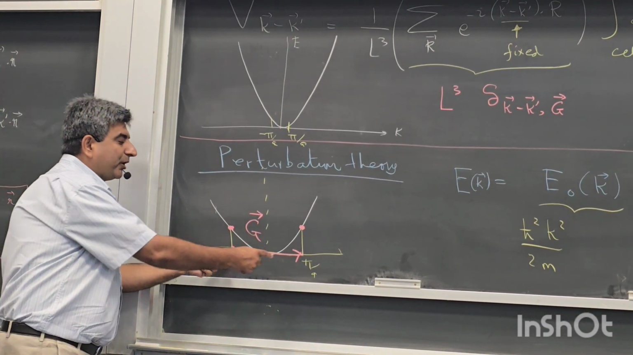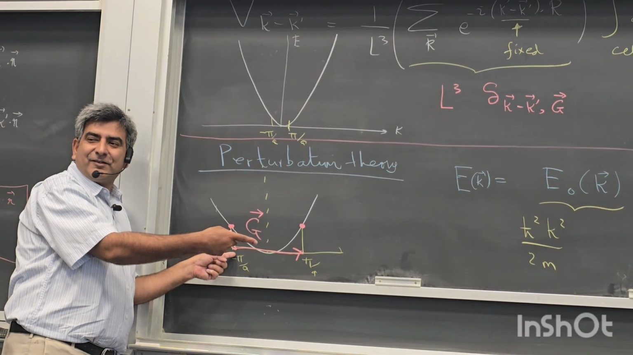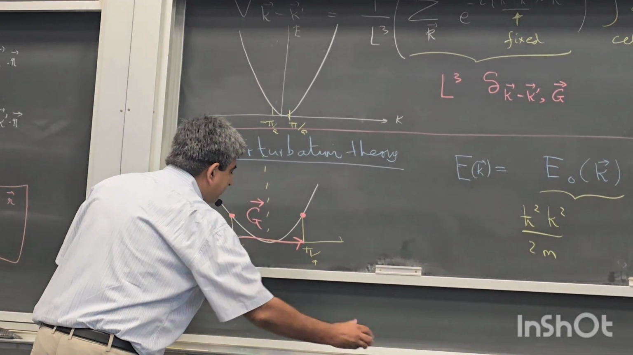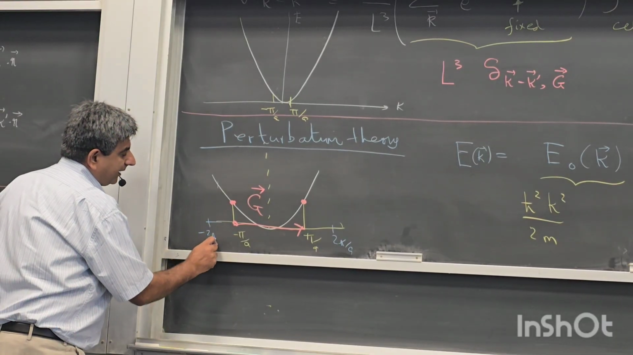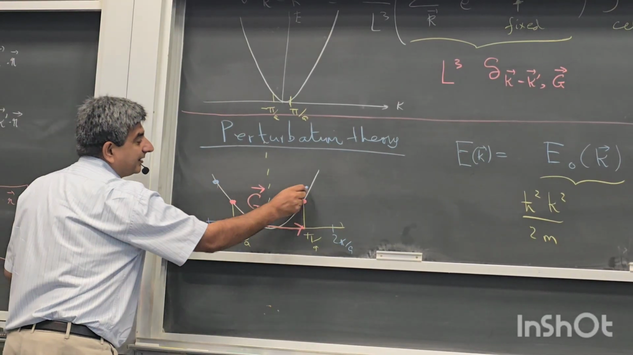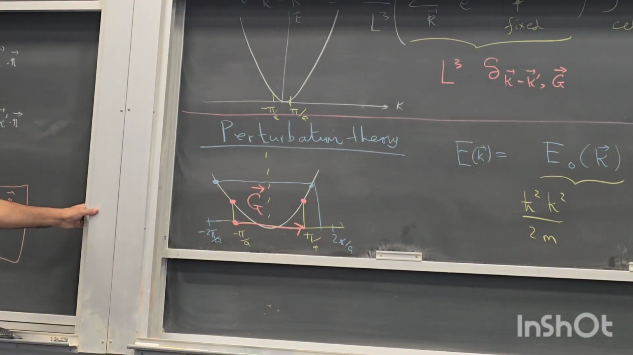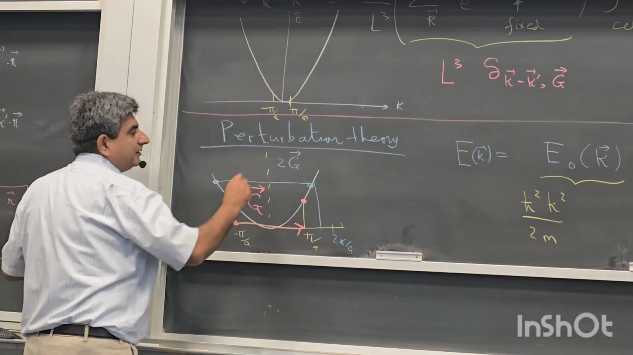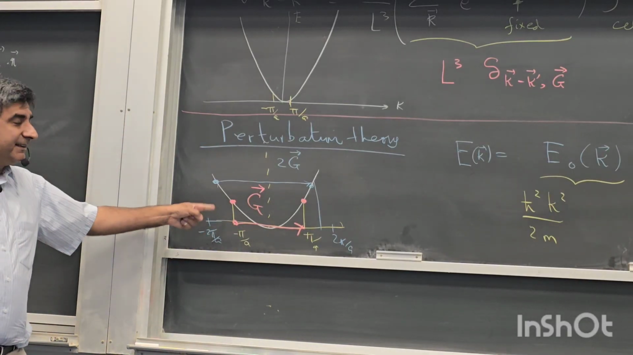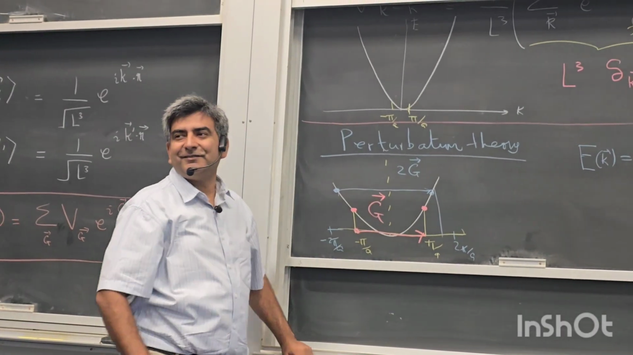And we only need to consider points that are separated by the translation vector. Likewise, at 2 pi over A and minus 2 pi over A, there will be 2 points once again, which are the boundary of the next Brillouin zone, points separated by 2 times g. But at these points you cannot apply non-degenerate perturbation theory, because the energies are equal.